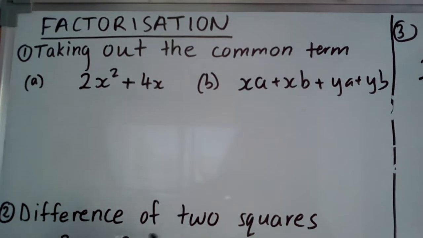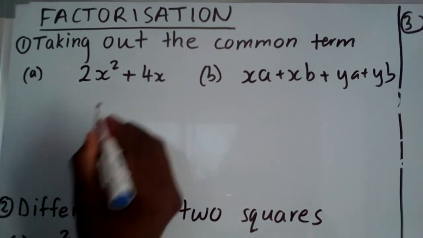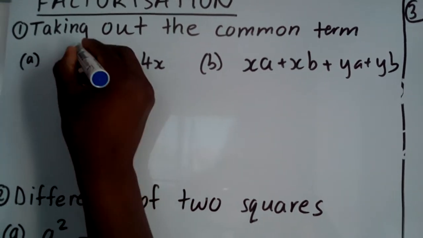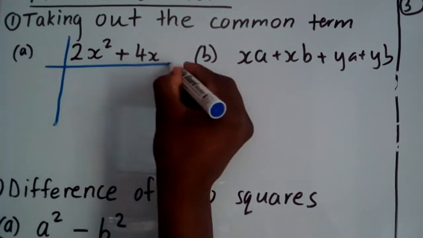Now, what is the common term? The common term is the factor that appears on both parts. And we can take out the common term.